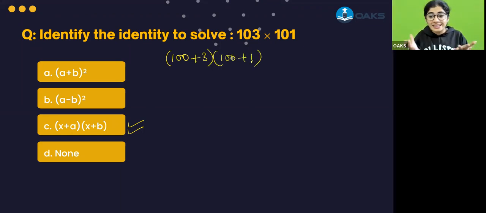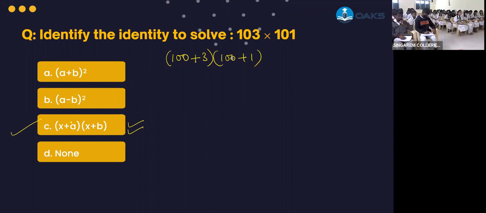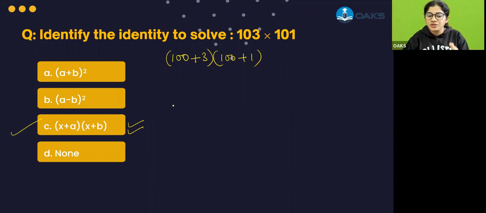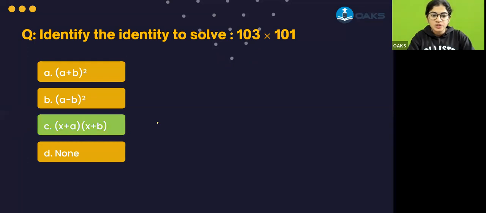Now it is really easy. 100 plus 3 into 100 plus 1. Now we can just use this identity to find the answer. Everybody clear? Yeah. You can also find the answer by solving this, but the question is based on finding the identity. Okay, so we find the identity here. Now, moving on to the next question.